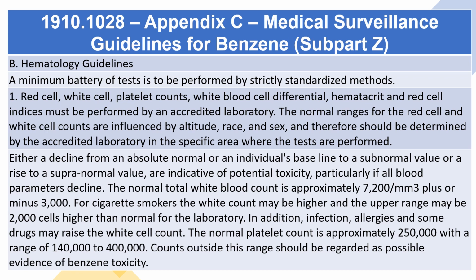The normal total white blood count is approximately 7,200/mm3 plus or minus 3,000. For cigarette smokers, the white count may be higher and the upper range may be 2,000 cells higher than normal for the laboratory. In addition, infection, allergies, and some drugs may raise the white cell count. The normal platelet count is approximately 250,000 with a range of 140,000 to 400,000. Counts outside this range should be regarded as possible evidence of benzene toxicity.